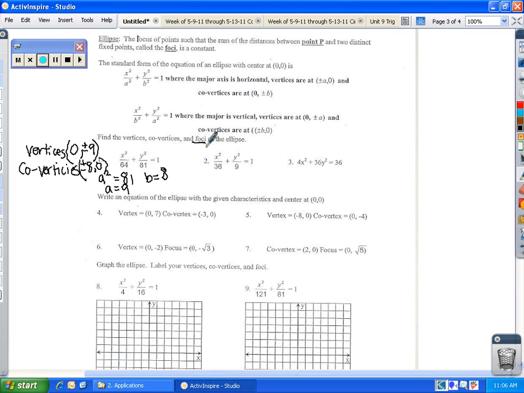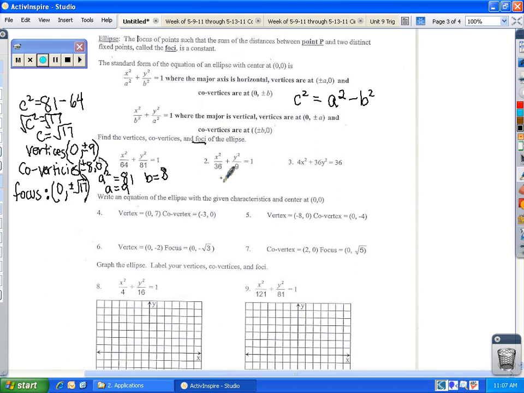Then I'm going to find my focus points by plugging into the relationship a squared minus b squared is equal to c squared. So I plug those values of a and b right in there. So c squared equals a squared, which I already found was 81, minus b squared, which is 64. Now 81 minus 64 is 17. So therefore c squared equals 17, and take the square root of both sides. So c is equal to the square root of 17. So my focus points are going to be along the major axis, and again, just like the vertices, are going to have a point 0, comma, plus or minus root 17.